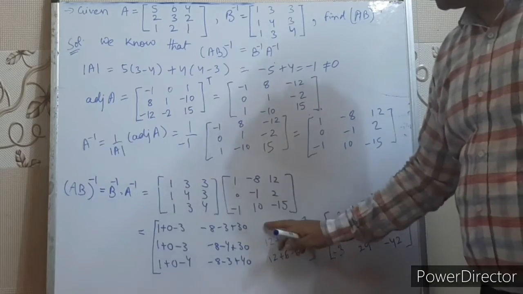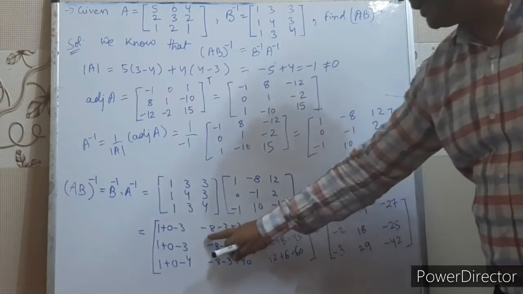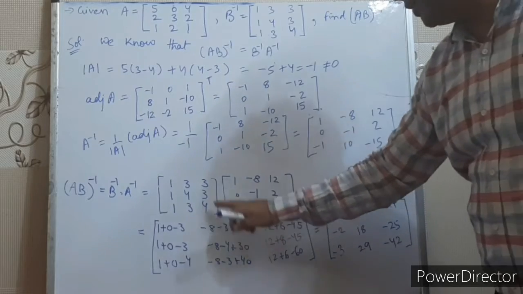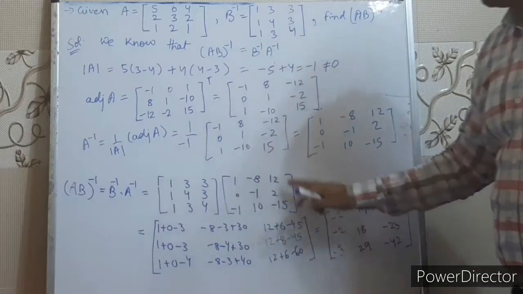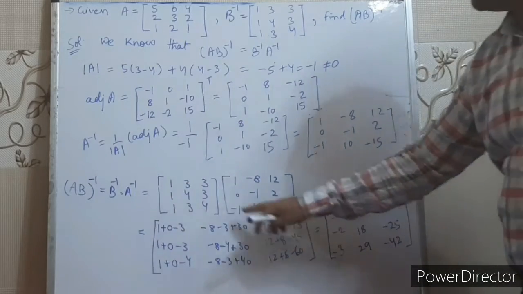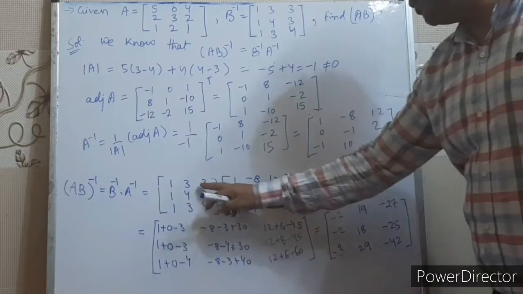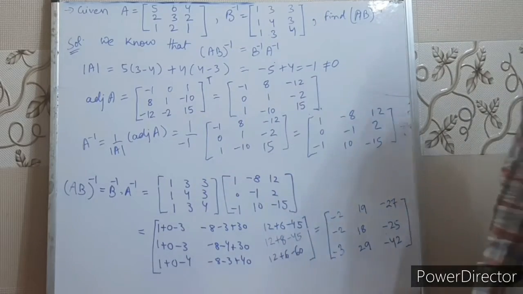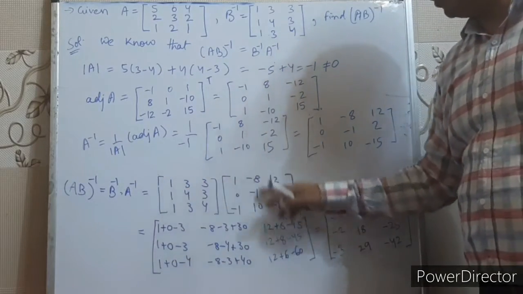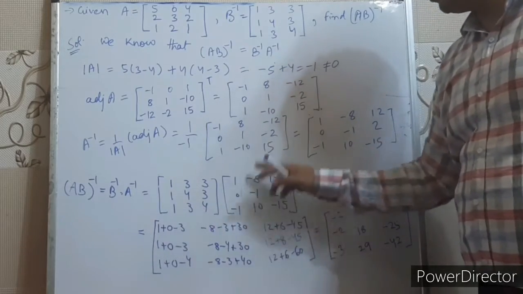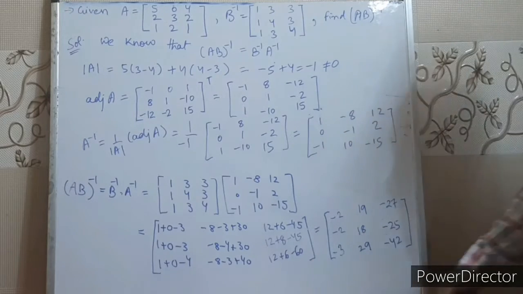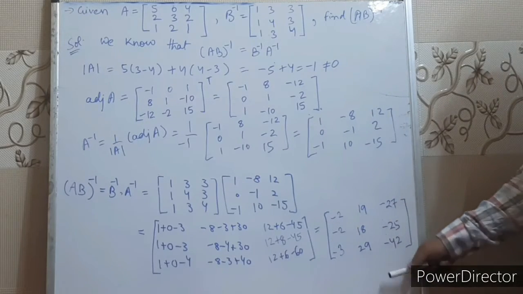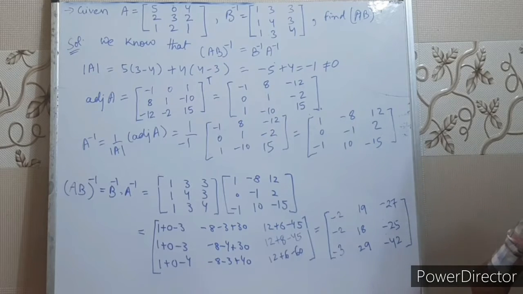First row, second column, children: 1 into minus 8, minus 8; 3 into minus 1, minus 3; 3 into 10, 30. Okay, children. First row, third column: 1 into 12, 12; 3 into 2, 6; then 3 into minus 15, minus 45. Similarly, we have multiplied second row with the first, second and third columns, and third row with the first, second and third columns, so the remaining elements you can get. Now when we solve these terms, what will we get? We'll get this matrix, which is the value of (AB) whole inverse. Right, children? Please note down.